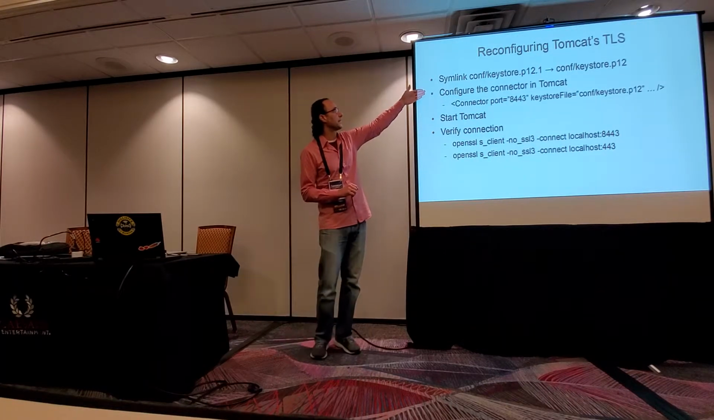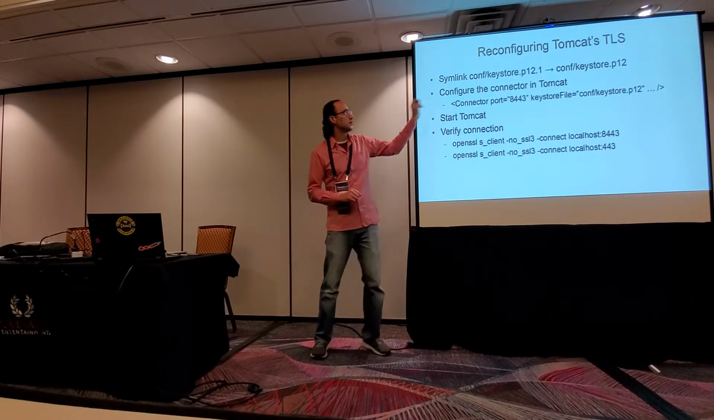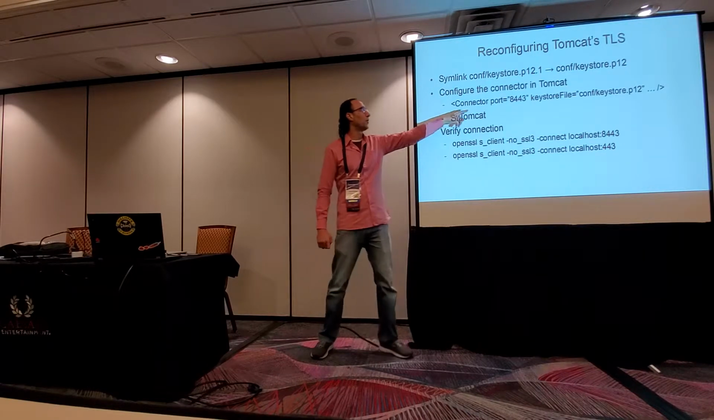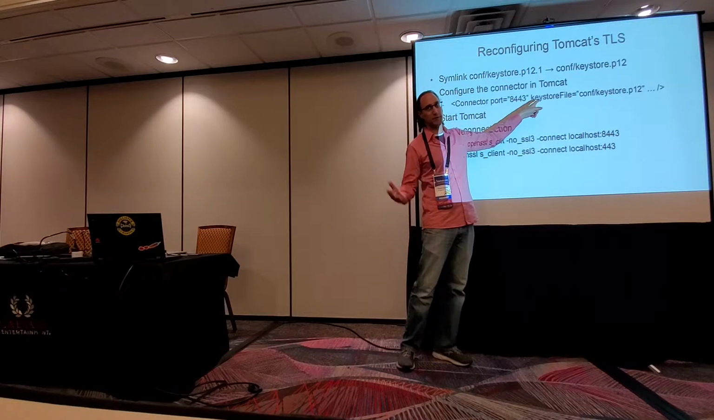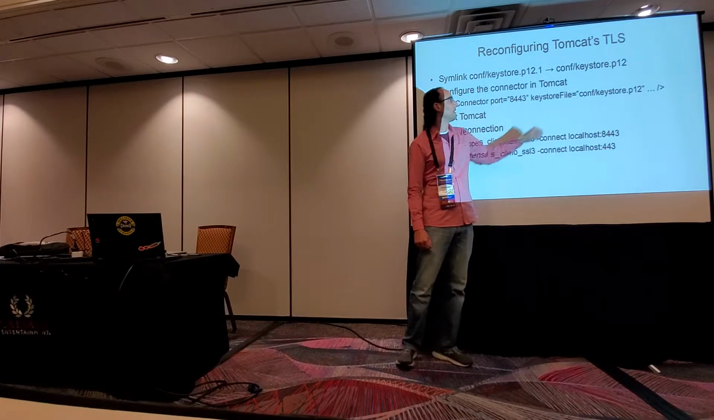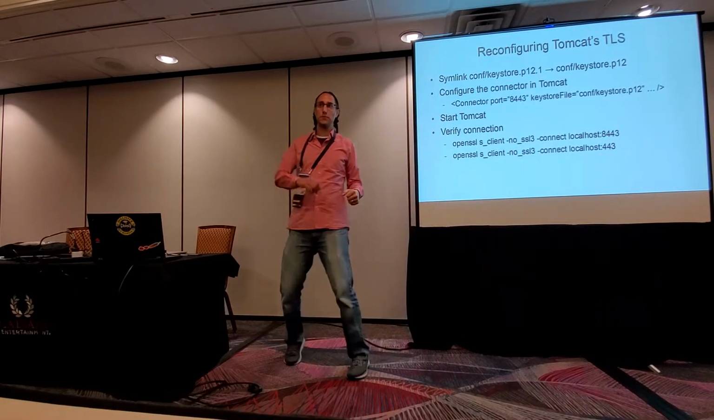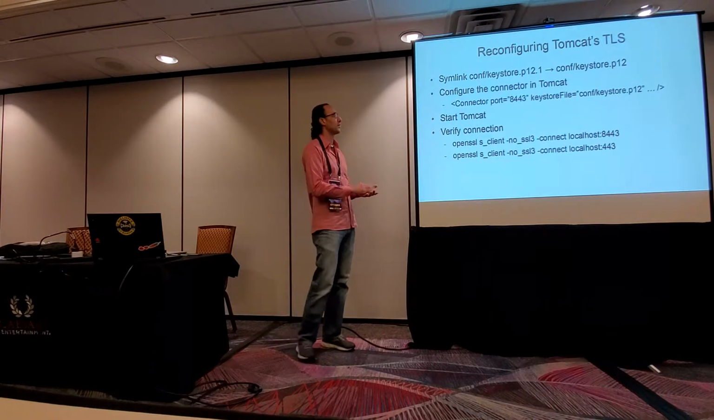Configure the connector in Tomcat. There you go. There's a bunch of other things that you can put in there, but the only important ones are that we're going to bind to port 8443, which is being forwarded, and the keystore file here points to my symlink, which then points to keystore number 1.